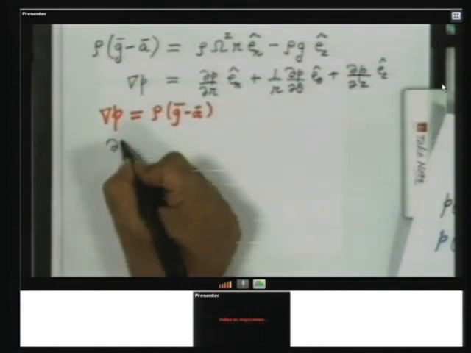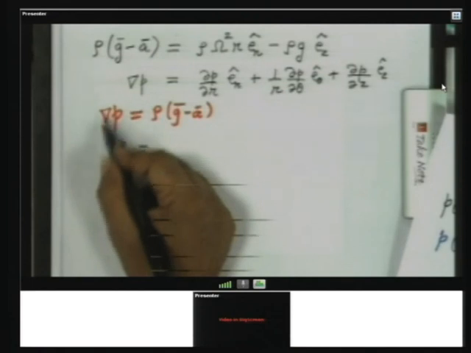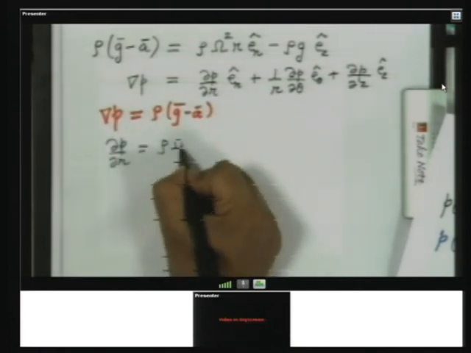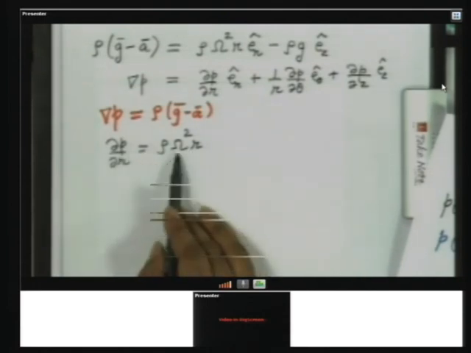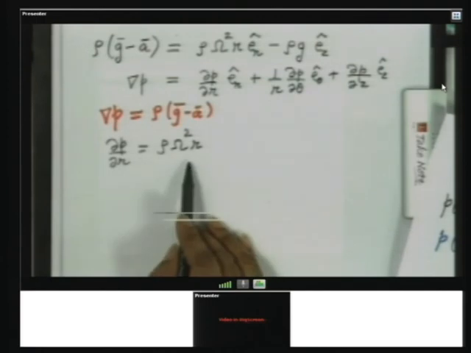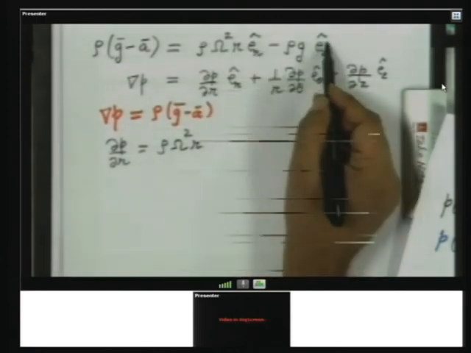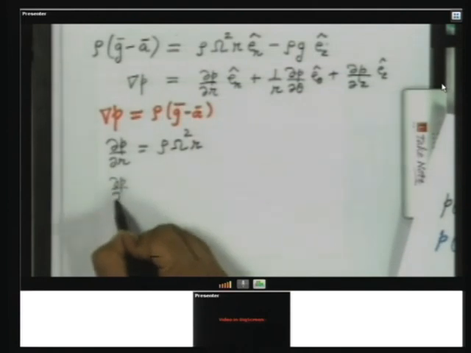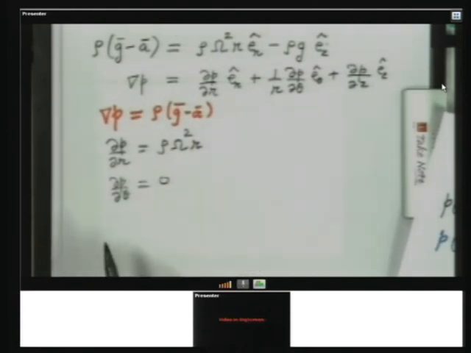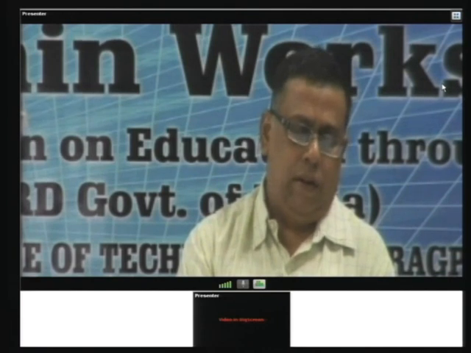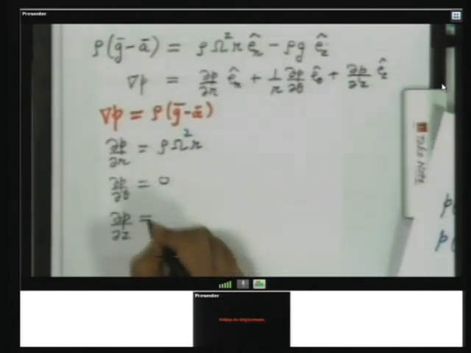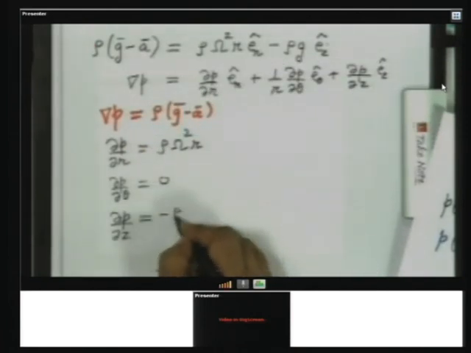So, if you equate the r component, you are going to get del p del r from here is equal to rho omega squared r. So, this describes the balance between the radial pressure gradient and the centripetal term, acceleration term. Now, the acceleration does not have any E theta component. So, del p del theta is 0. So, the pressure distribution is independent of theta. You can call it a rotationally symmetric solution. Similarly, if you look at the z components, you are going to have del p del z is equal to minus rho g.